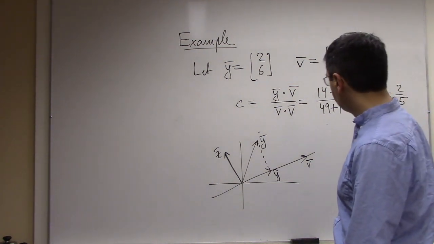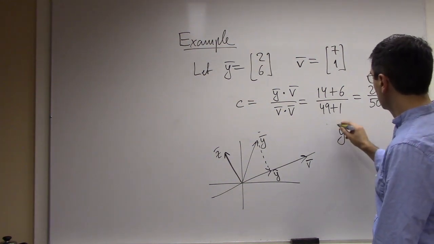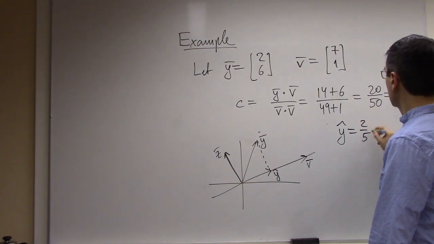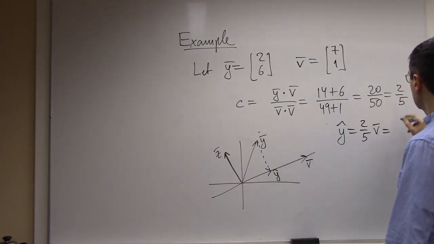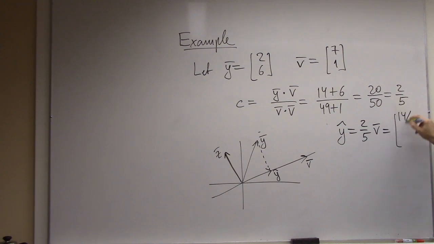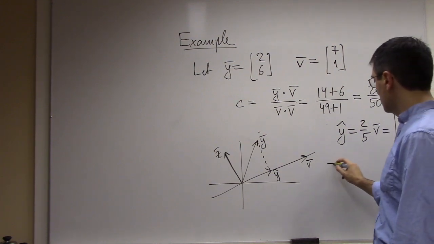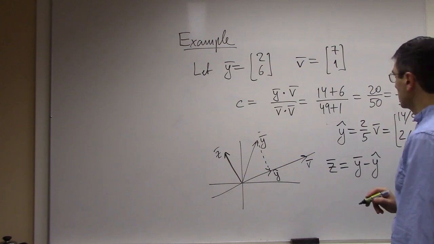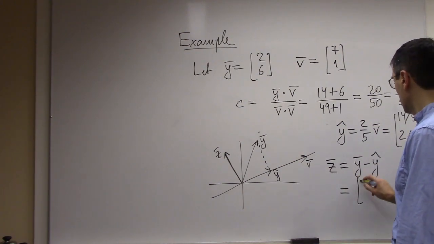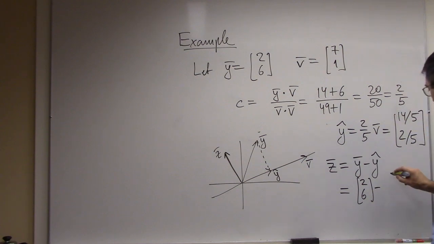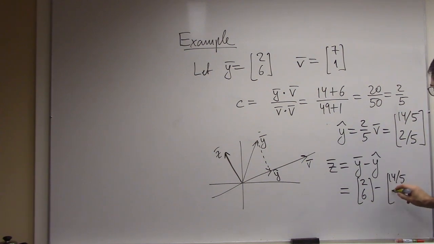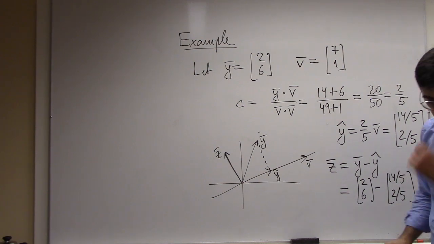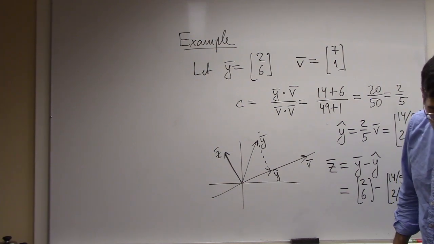Alright, and then this y hat will be 2/5 of v, and this is 14 over 5, and then 2/5. So this is y hat, and then to get z, we subtract from y the y hat. So this is (2, 6) minus (14 over 5, 2 over 5).